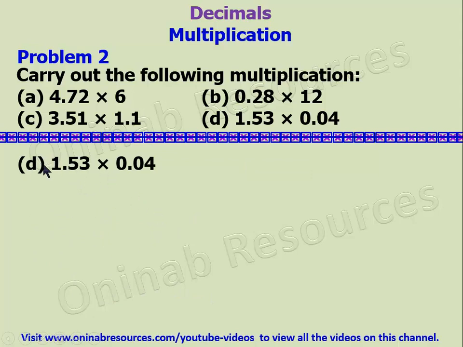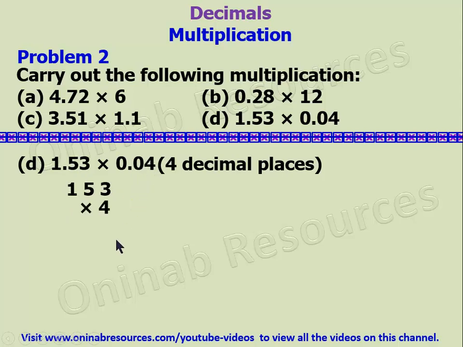For problem 2D, I have 1.53 times 0.04. 2 decimal places here, 2 decimal places here, making a total of 4 decimal places. So we keep the 4 decimal places. We remove the decimal point here, 153. Remove the decimal point here, we have 4.